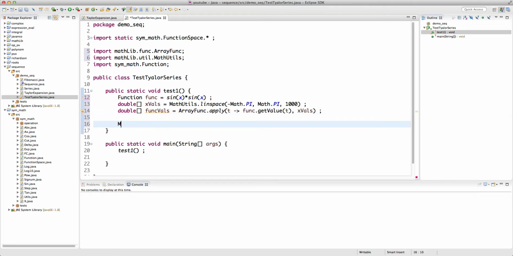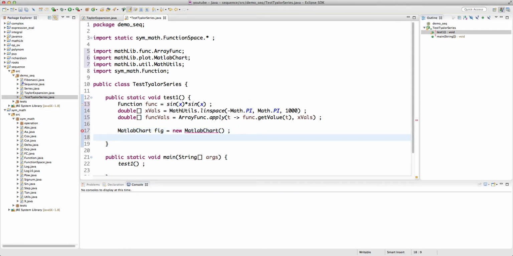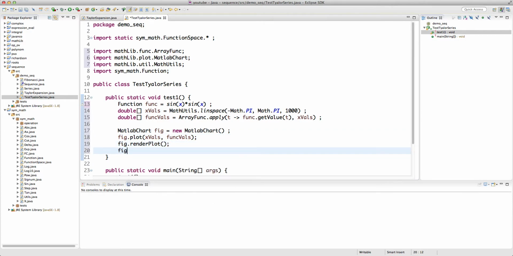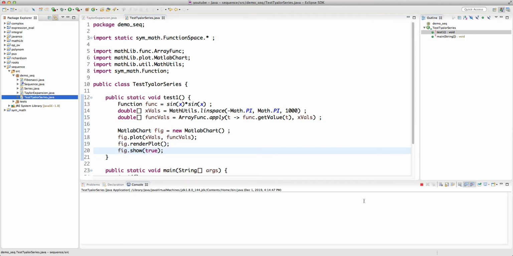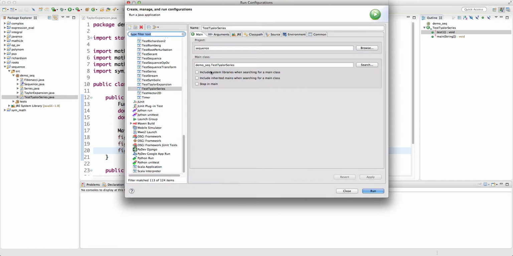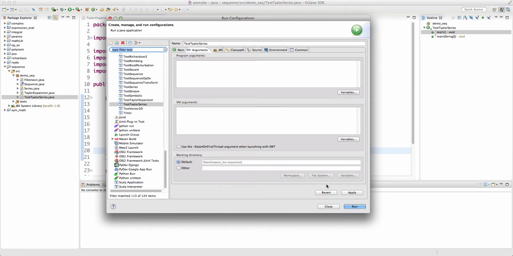And then we're going to have a MATLAB chart, fig, new MATLAB chart from mathlib project, and then fig.plot x vals and func vals. Okay, and then fig.render plot, fig.done, show with a true flag. And then I'm going to run this, and it doesn't show the figure because I need to go to the run configuration, and in the VM arguments I'm going to remove this check.